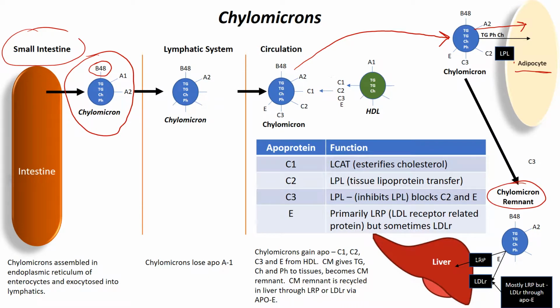In that case, the chylomicron remnant is recycled primarily by the liver. And the liver will take up the chylomicron remnant through the ApoE, through what's called an LRP receptor. Some of them are taken up by the LDL receptor, but very few. And so now the chylomicron is taken up by the liver. It's broken up and recycled. Any lipids that are remaining are pushed out as bile, and the proteins are recycled by the liver.